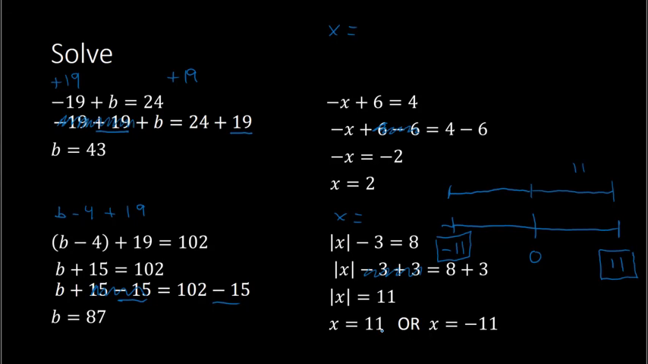And I could double check by plugging the number back in. The absolute value of 11 would be 11, and the absolute value of negative 11 would also be 11, because absolute value makes whatever's inside positive.